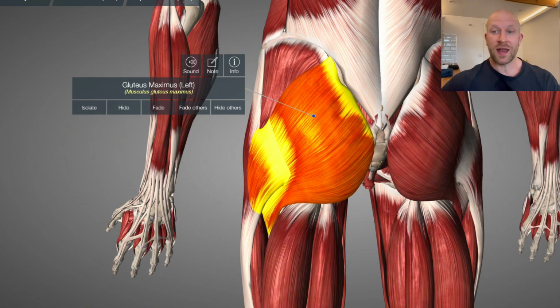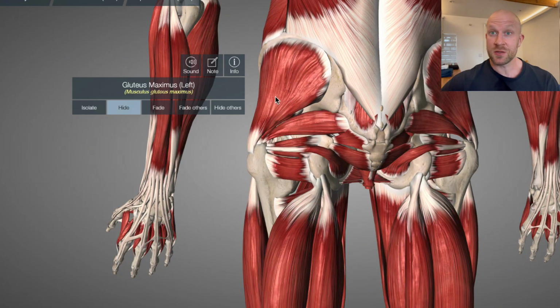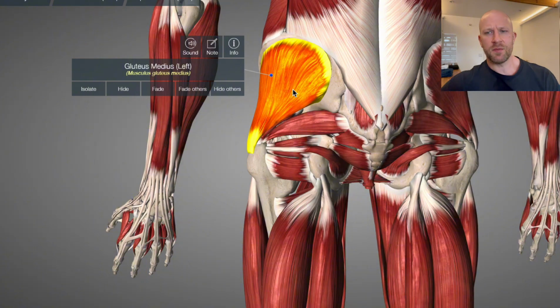If we remove that layer, we've got some other muscles underneath. Lots going on in here. We've got gluteus medius just up in the top corner of the hip. So this muscle primarily abducts and medially rotates the hip, but actually it kind of does everything. We call it the deltoid of the hip because its anterior fibers flex and medially rotate, the posterior fibers extend and laterally rotate, and the mid fibers abduct. So it does a bit of everything.